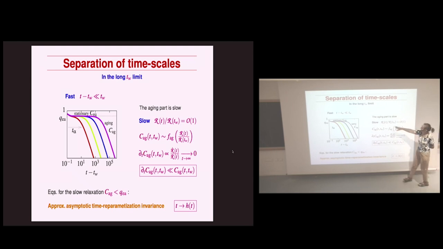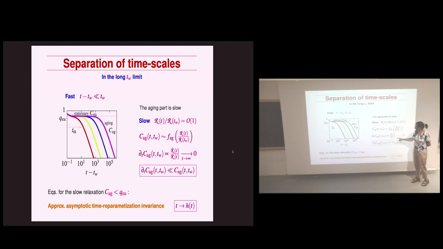So the aging part, as I told you, can be scaled using a scaling variable that is the ratio between two R's, which I don't know what they are, but okay, there are two R's, let's say. And this scaling variable is order 1. Now, if the aging part is scaled like this, and I take the derivative with respect to time of this aging part, I will see that the derivative will be proportional to R dot over R, times a function that is also a function of this ratio, which is order 1, and I'm not writing here.